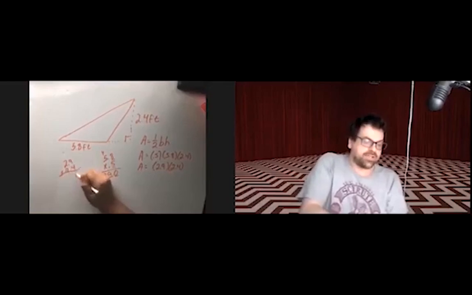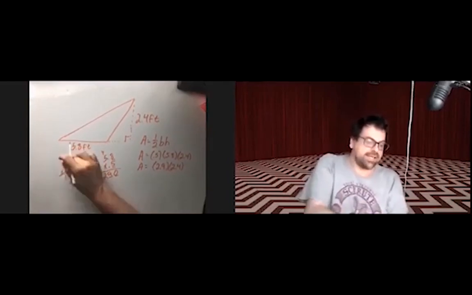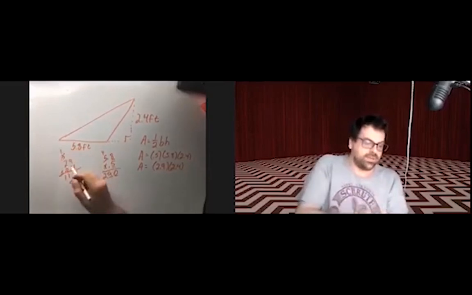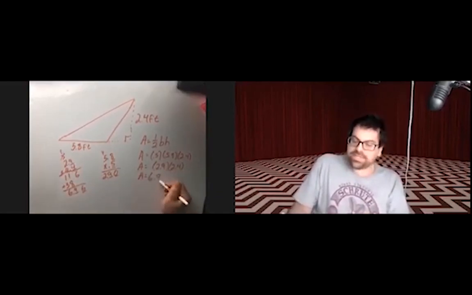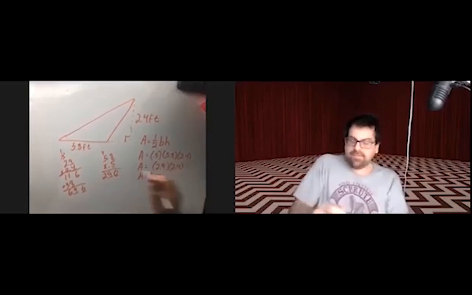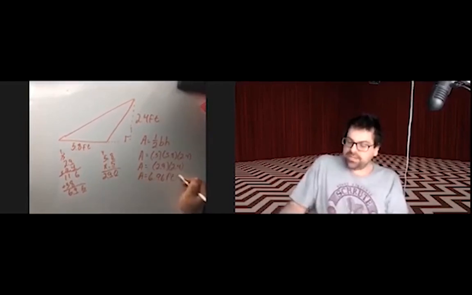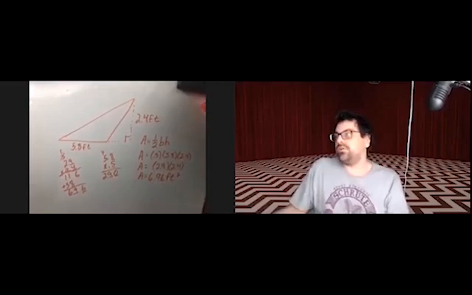4 times 9 is 36. Carry the 3. 4 times 2 is 8, plus 3 is 11. 2 times 9 is 18. Carry the 1. 2 times 2 is 4, plus 1 is 5. And when we add 6, 9, 6, 2 spaces past the decimals are required. The area would be 6.96, this time feet squared. Square feet.